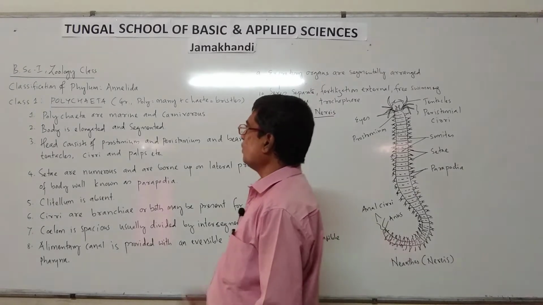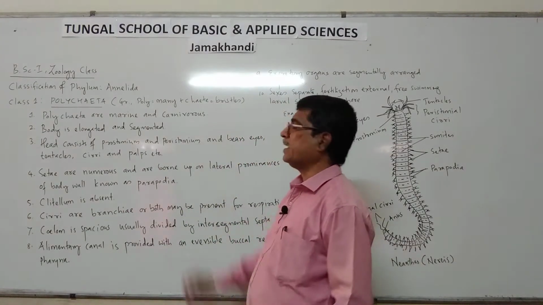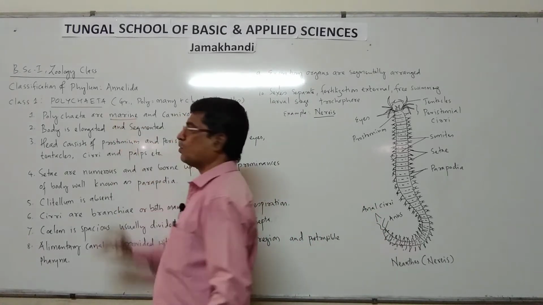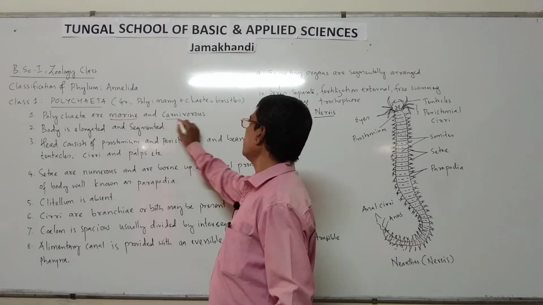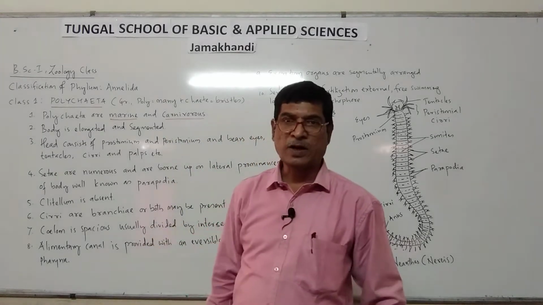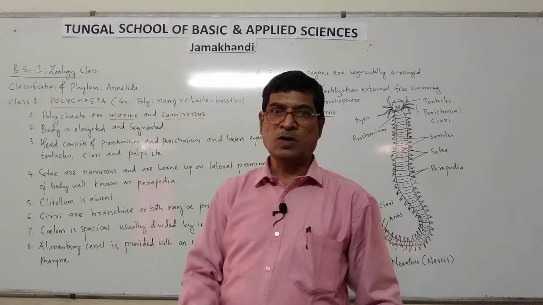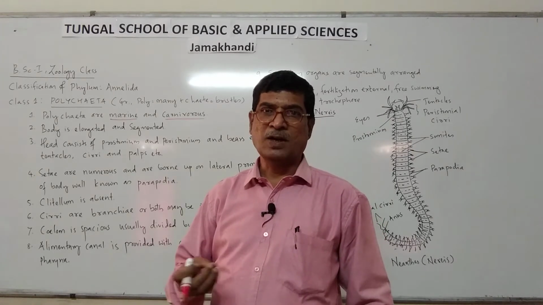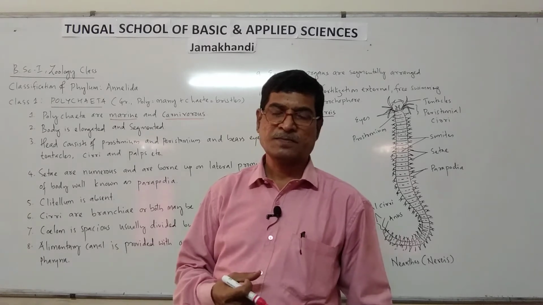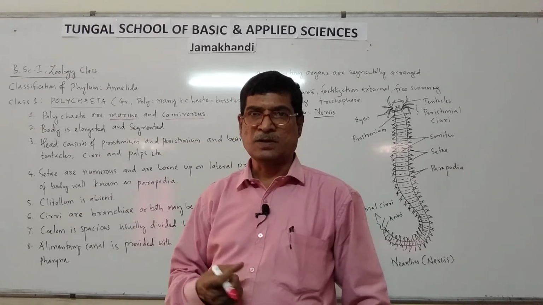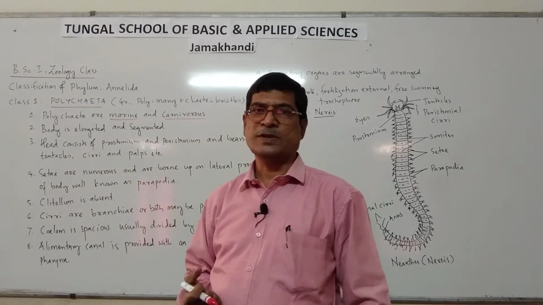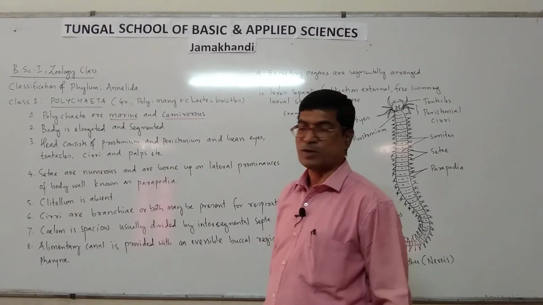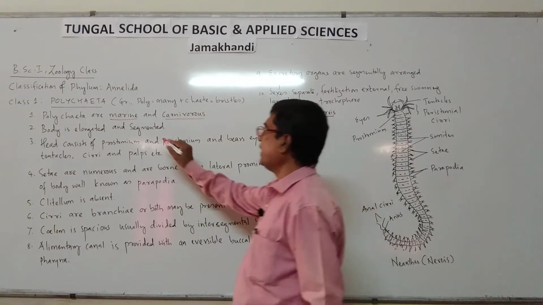Okay. So Polychaeta are marine and carnivorous. They are marine. They live in salt water. And they are carnivores. They feed on other small animals like small larvae, then crustaceans, unicellular organisms. They feed on them. So these are carnivores.